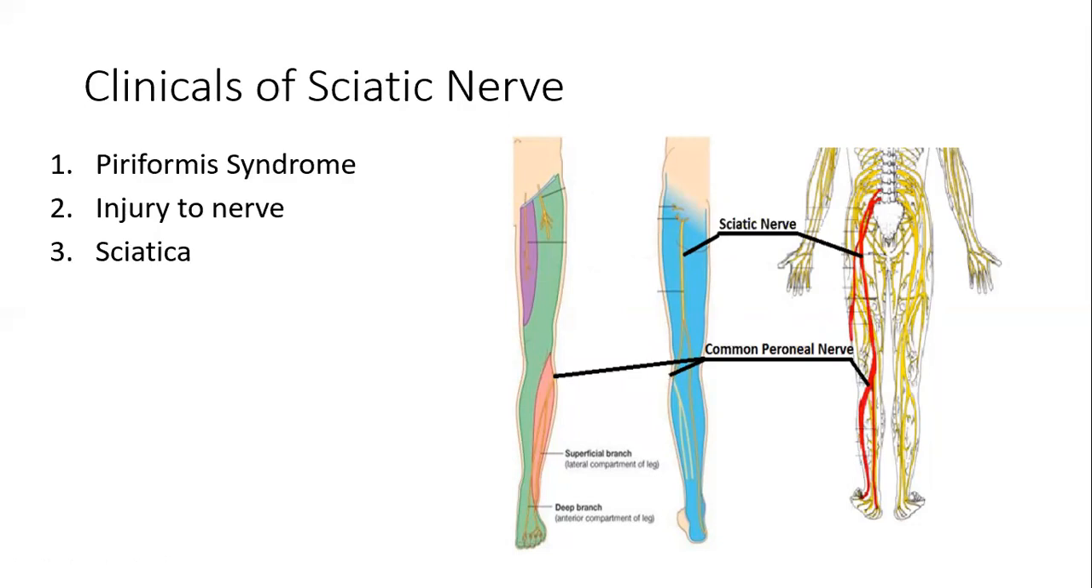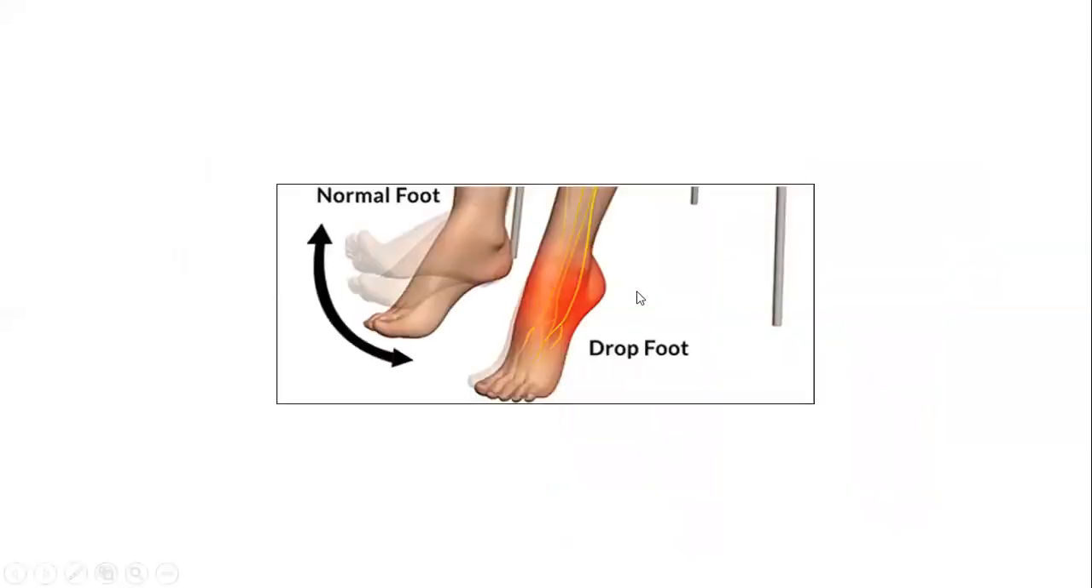Next, we have injuries to the sciatic nerve. Injuries to the sciatic nerve may result in complete cutting off of the nerve or incomplete damage to the sciatic nerve. And such damage is more common with misplaced intramuscular injections in the gluteal region. And in those cases as well, the common peroneal nerve gets injured more commonly because of its superficial position.